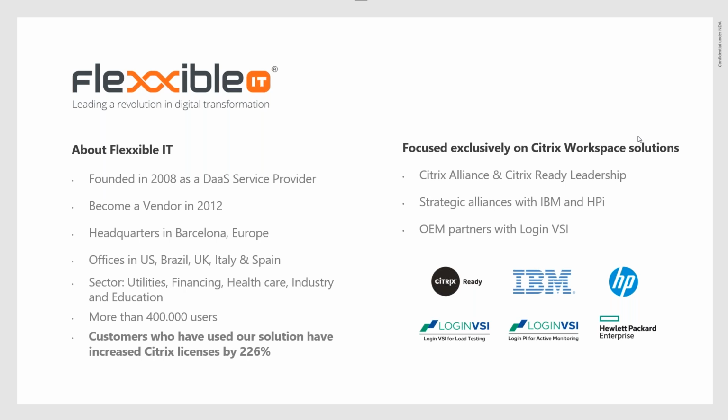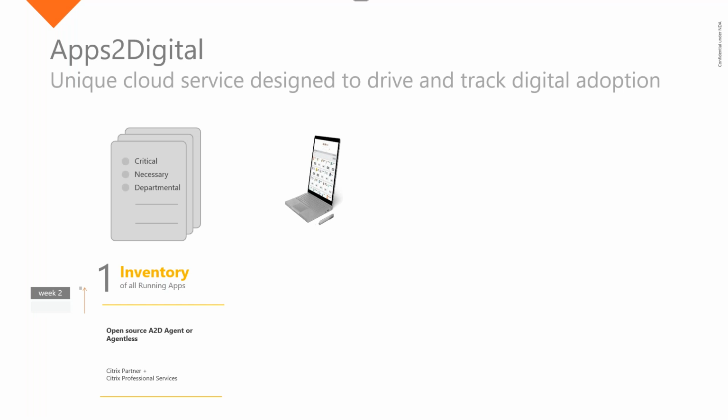But today, what we're going to do is talk to you about our new cloud solution, Apps to Digital. As we said before, Apps to Digital is a unique cloud service, and what we designed it for is to really drive and track digital adoption. What we're talking about is digital adoption moving from your legacy type of workspace to the new Citrix workspace, if you will. So we do this in 4 easy steps.